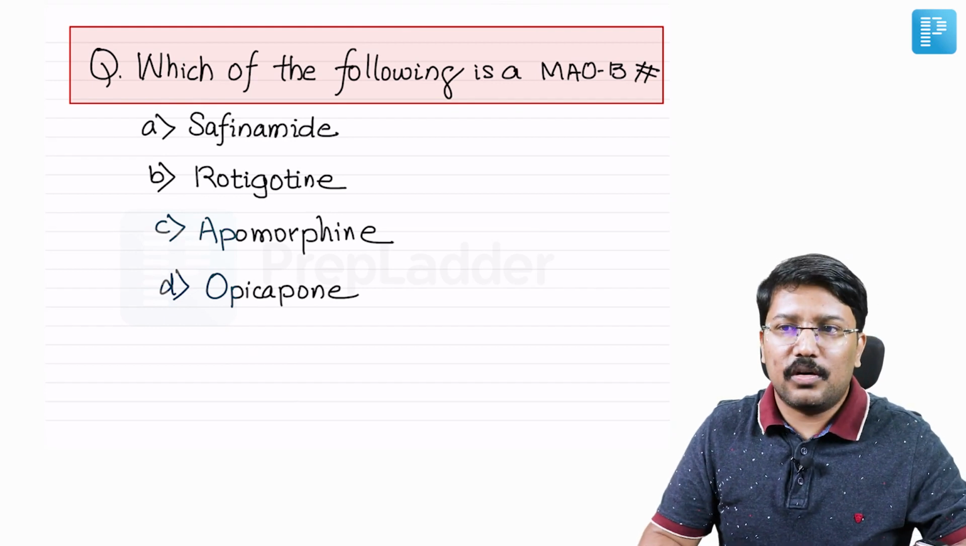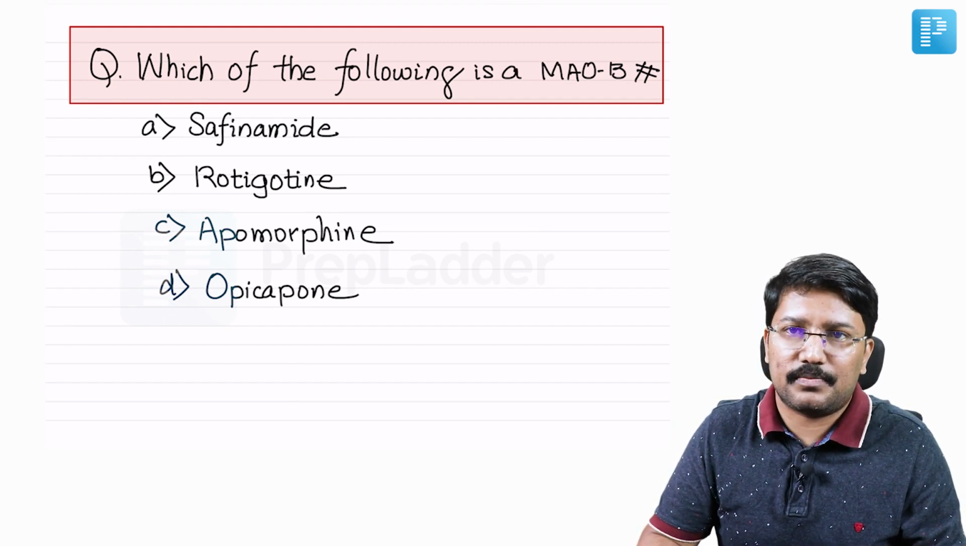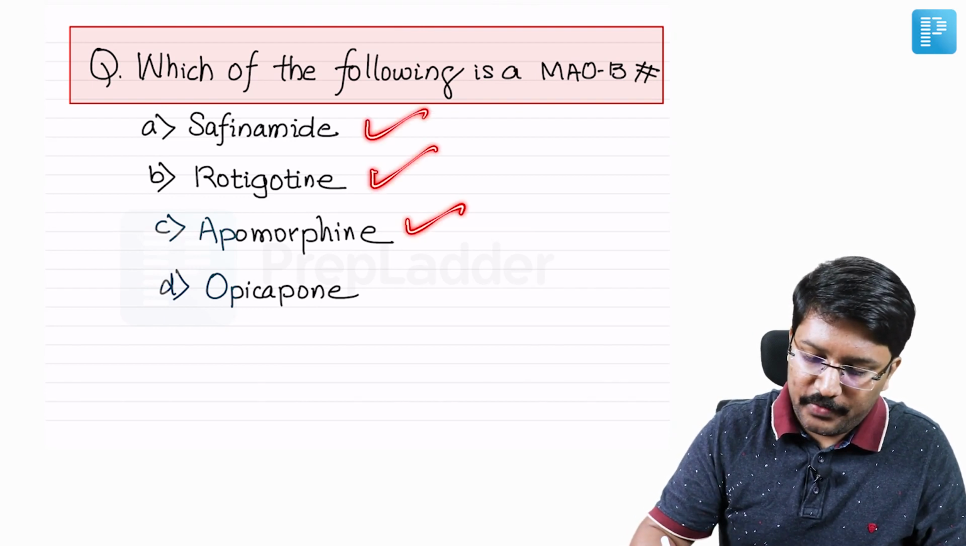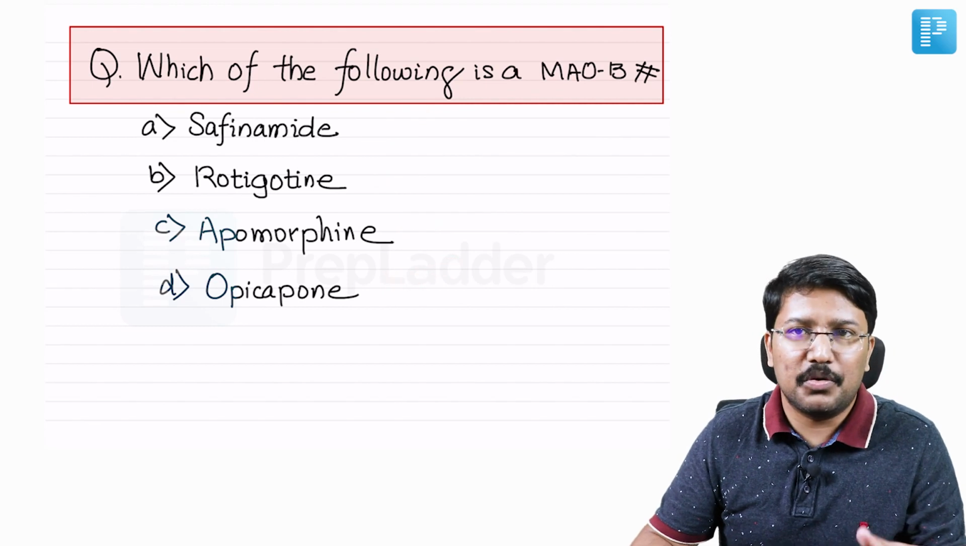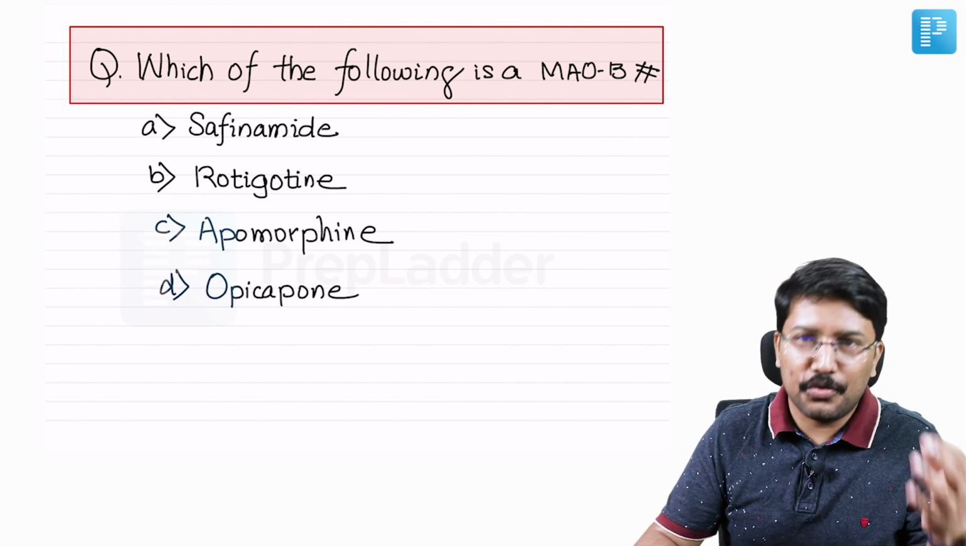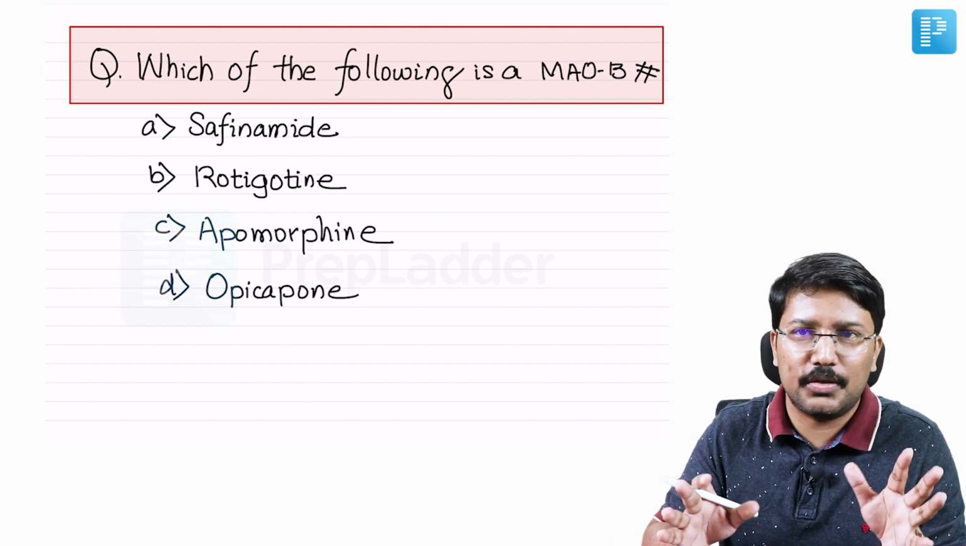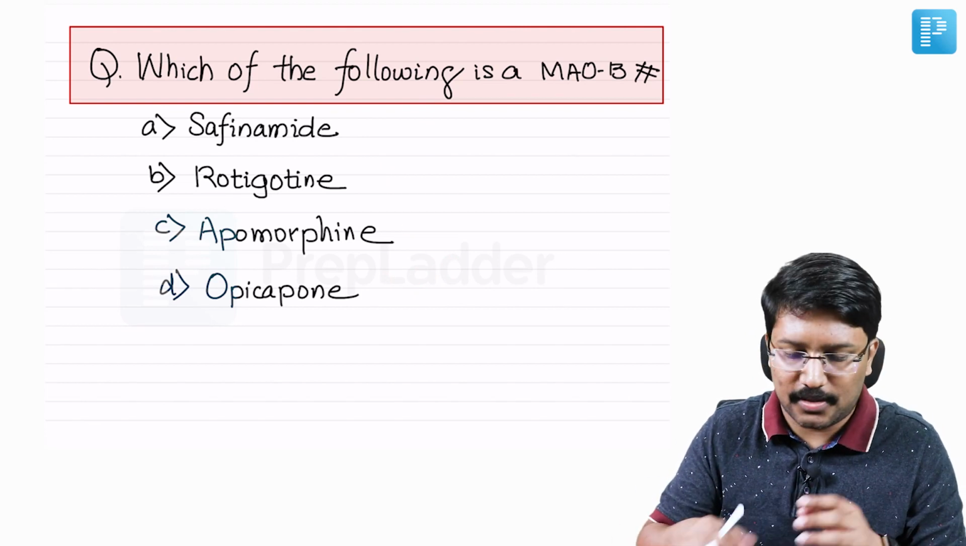Which of the following is a monoamine oxidase B inhibitor? Safinamide, rotigotine, apomorphine, or opicapone? This again shouldn't be a no-brainer. I have already told you, neuro students should particularly know new drugs. If you had heard me and if you had gone through all the new drugs, they shouldn't have been a very difficult question at all, right?